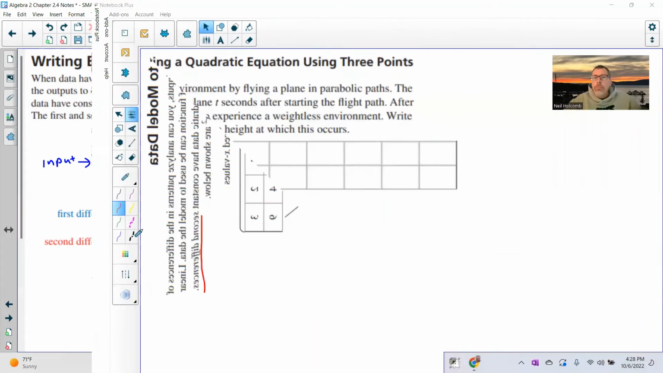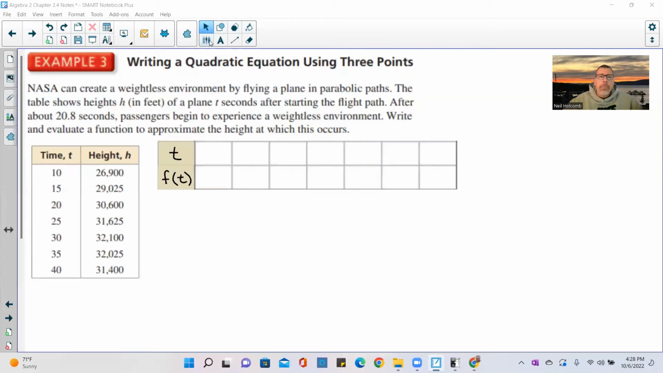Okay, so now let's take a look. Okay, example 3. Write a quadratic equation using 3 points. NASA can create a weightless environment by flying a plane in a parabolic path. The table below shows the height h in feet of a plane t seconds after starting the flight path. After about 20.8 seconds, passengers begin to experience a weightless environment. Write and evaluate a function to approximate the height at which this occurs.